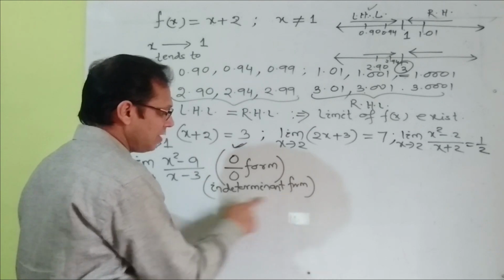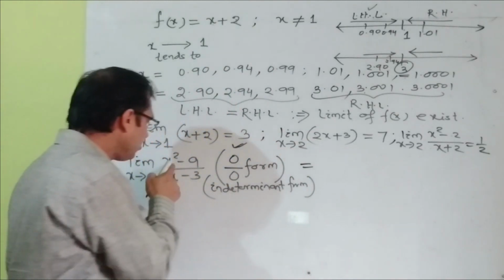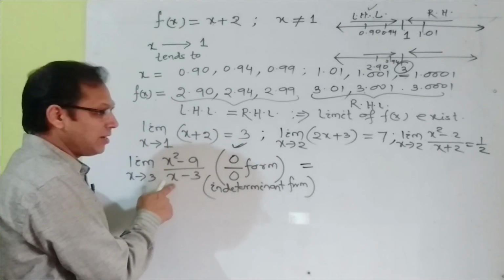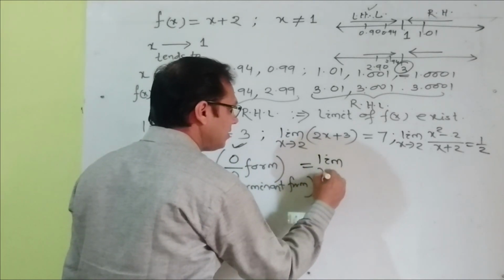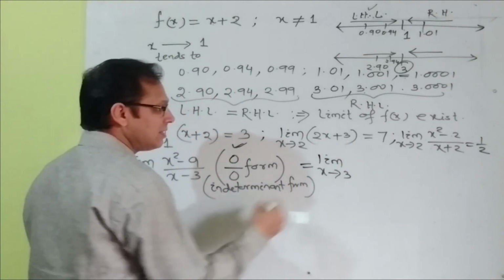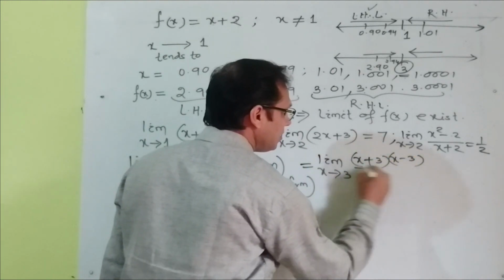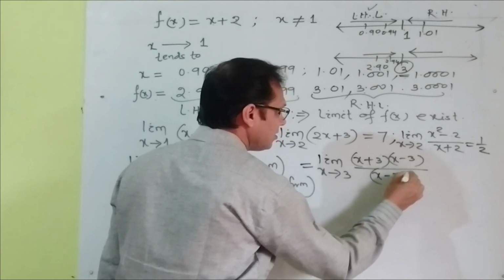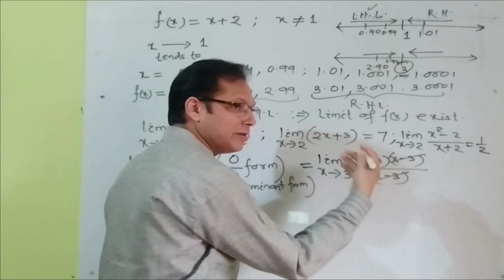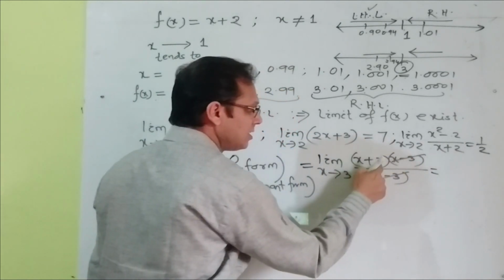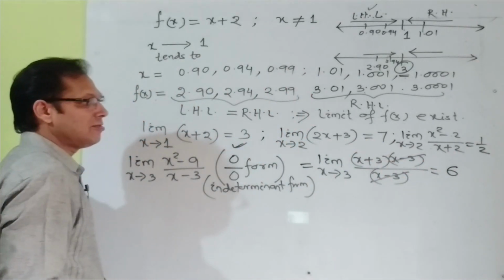That is called the indeterminate form, so in this case you will save yourself from the indeterminate form always. Here in this case you will factorize: limit x tends to 3 of (x plus 3) whole into (x minus 3) by (x minus 3). The reason for the indeterminate form is already removed, so you are left with x plus 3. So x tends to 3 means 3 plus 3, which is 6.